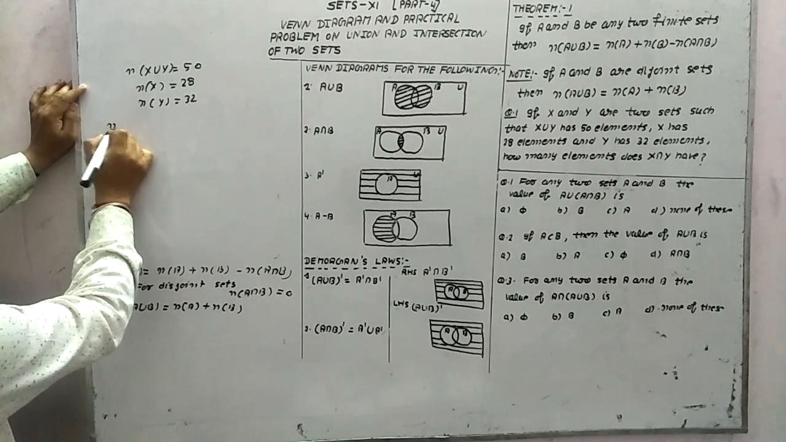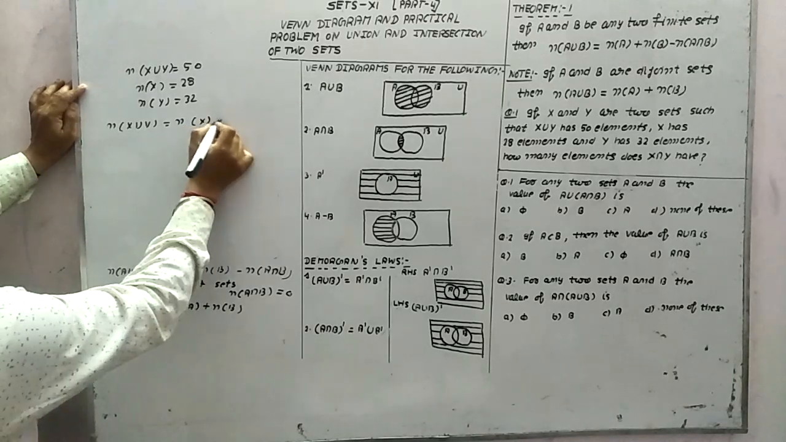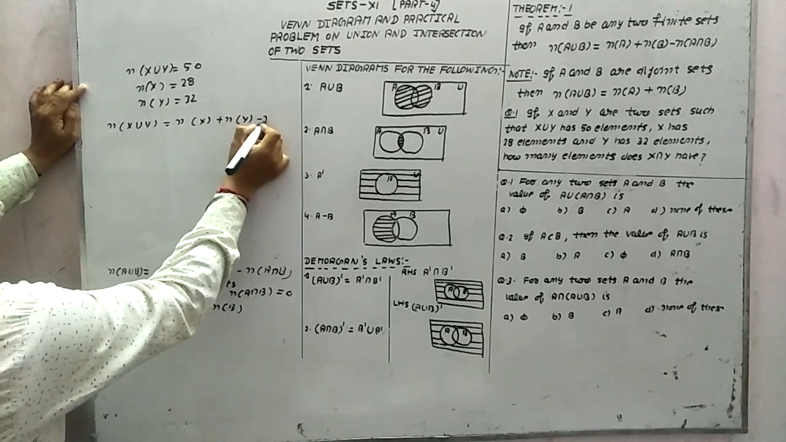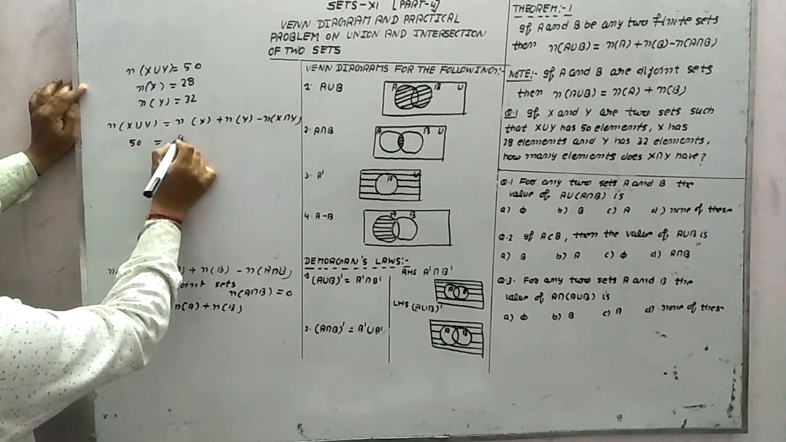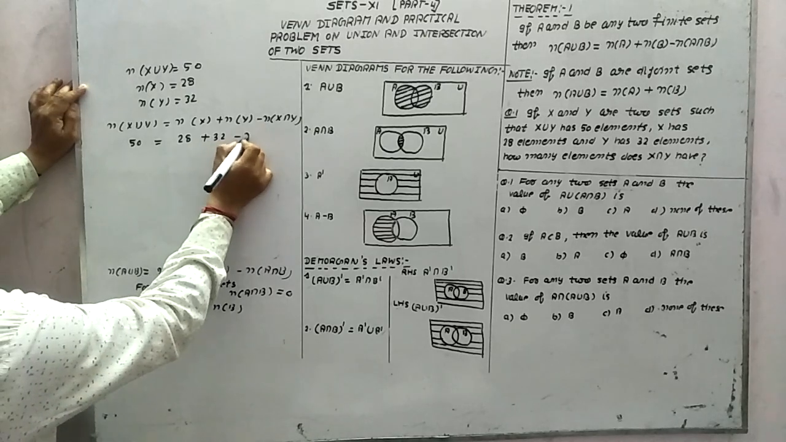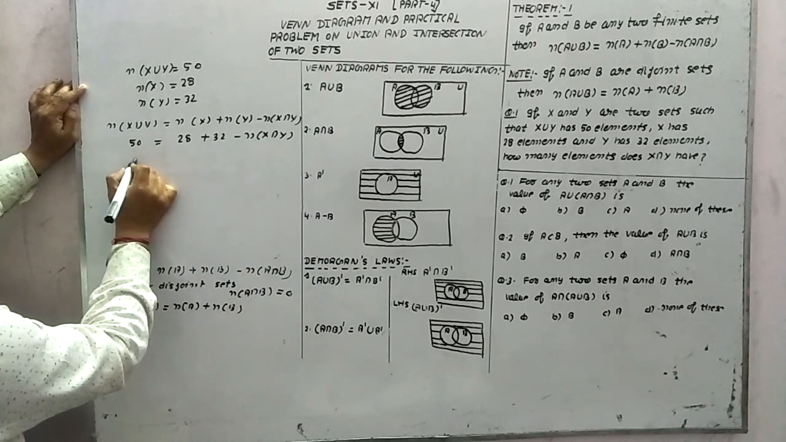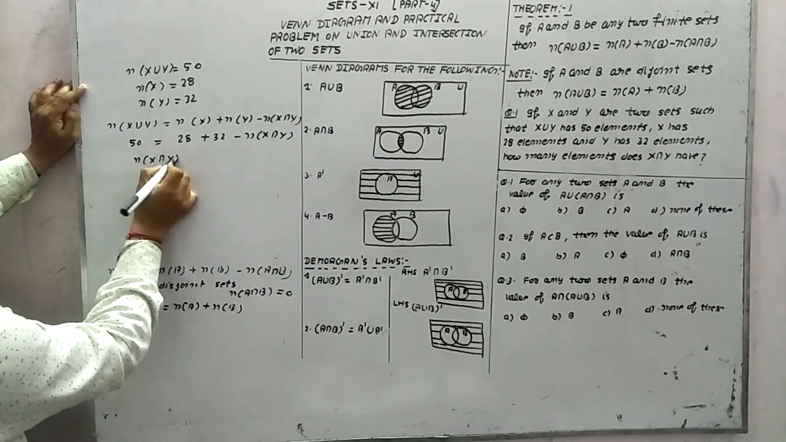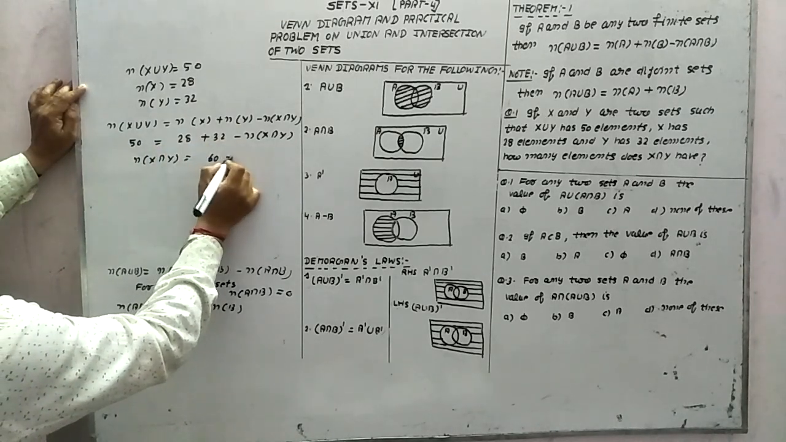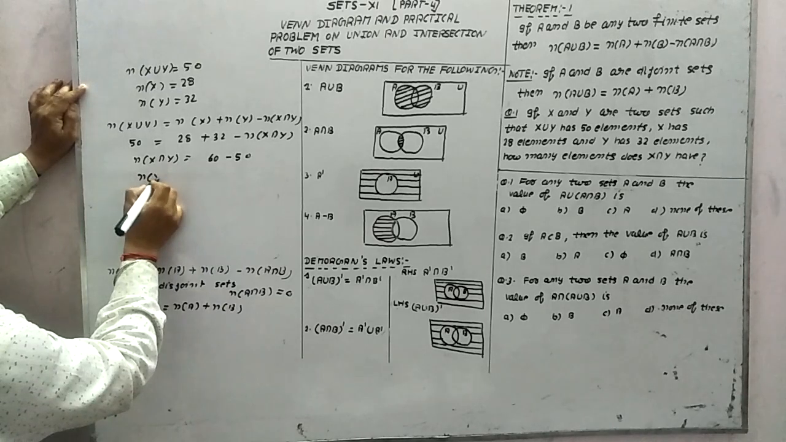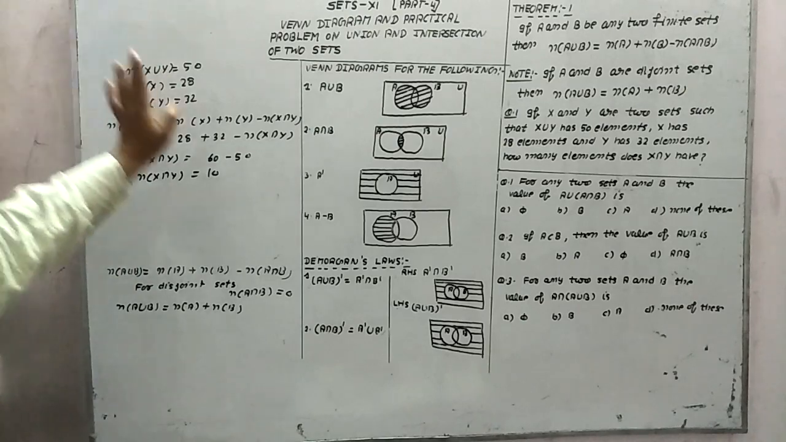Now look at this thing. Same rule. The number of elements in X union Y is equal to the number of elements in X plus the number of elements in Y minus the number of elements in X intersection Y. Substitute the values: 50 equals 28 plus 32 minus the number of elements in X intersection Y. It means the number of elements in X intersection Y, I am shifting this part here, 28 plus 32 means 60, minus 50. It means the number of elements in X intersection Y is equal to 10. So this is the basic problem.